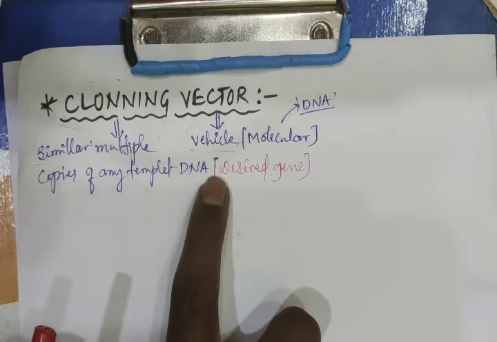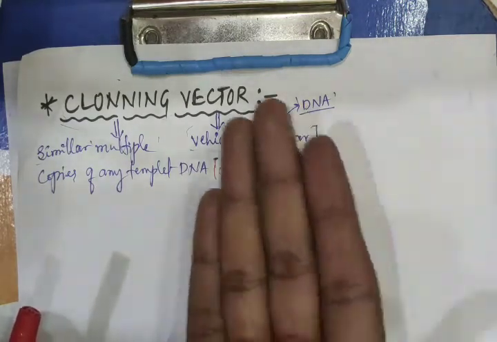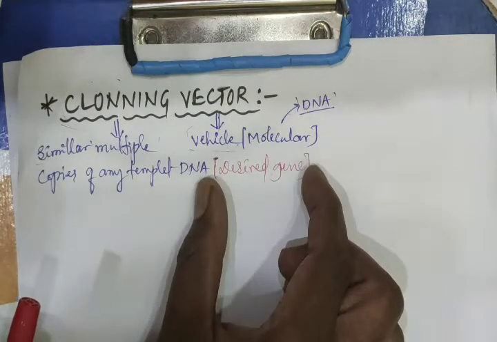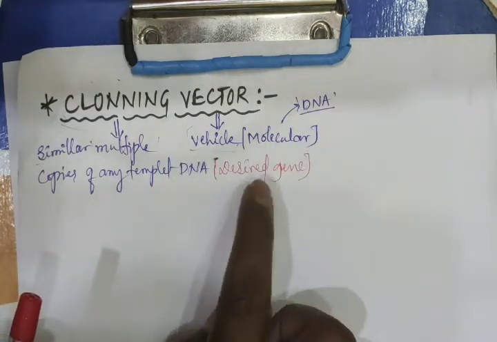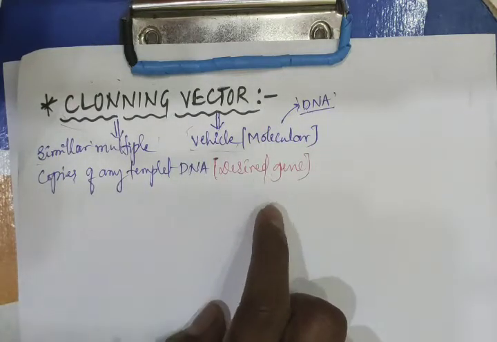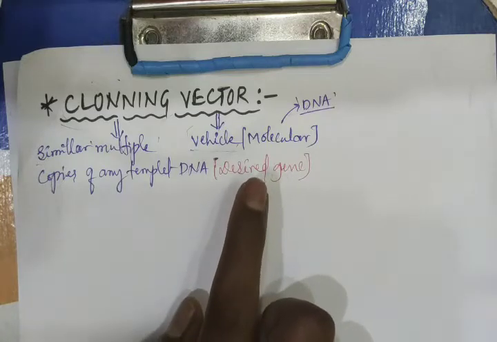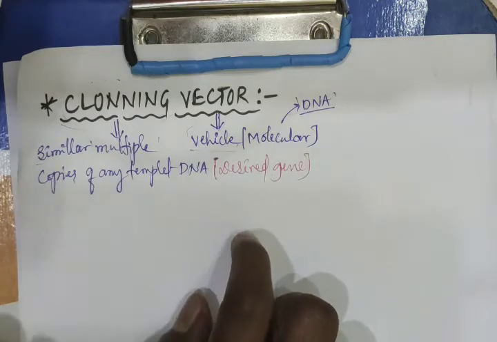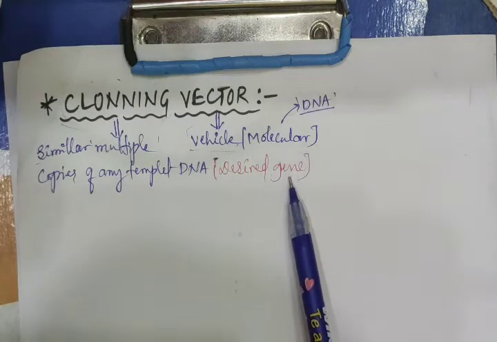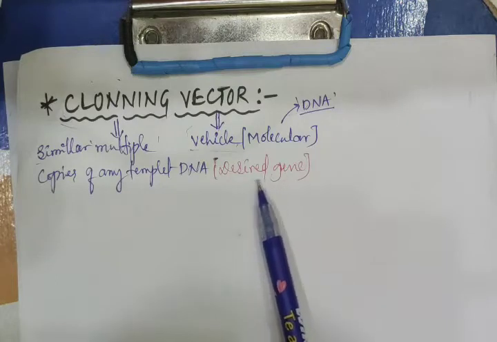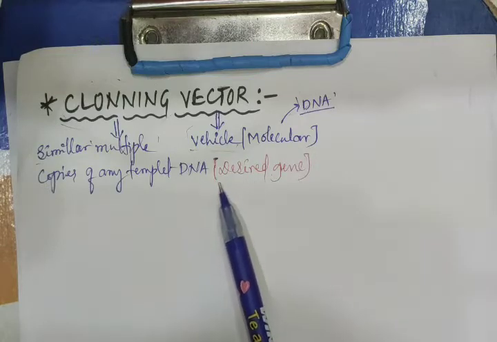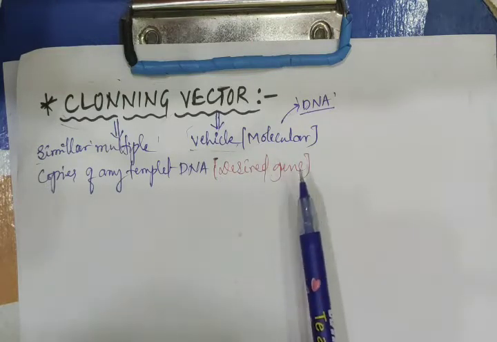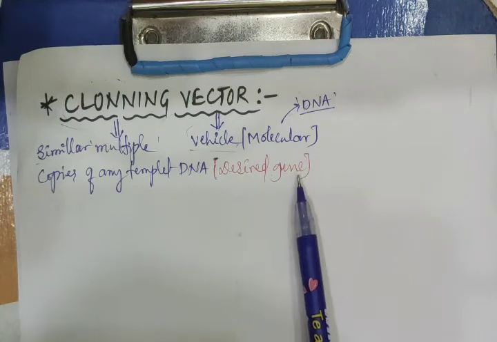This desired gene's copy number is multiplied when it is inserted into a vector, that means a special DNA. What is the work of this desired gene? It expresses one particular character. That character is responsible for showing one product, and that product is useful for us. That means we need this desired gene, for example the insulin gene. We need many copies of this gene. That means we have to xerox these copies.